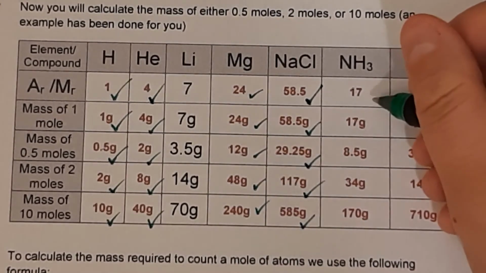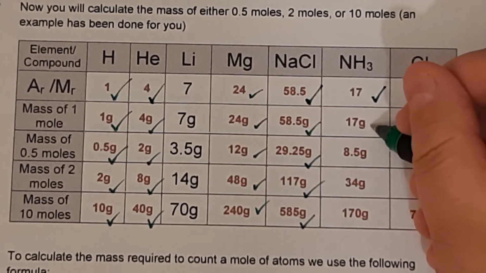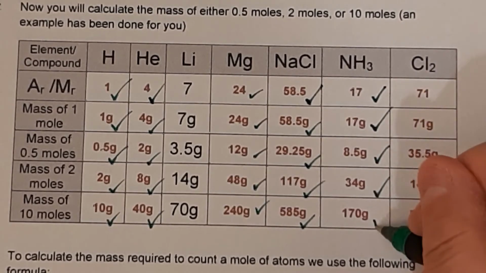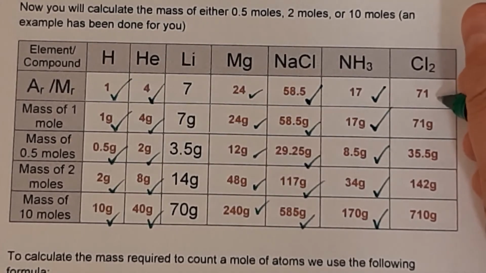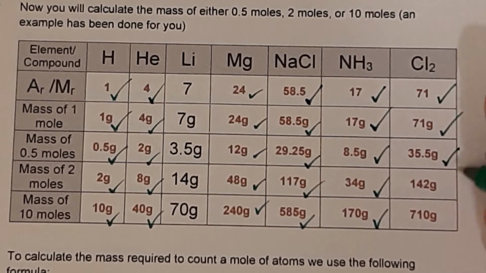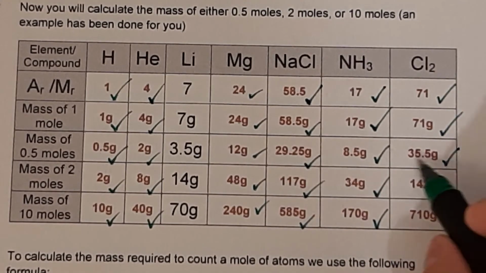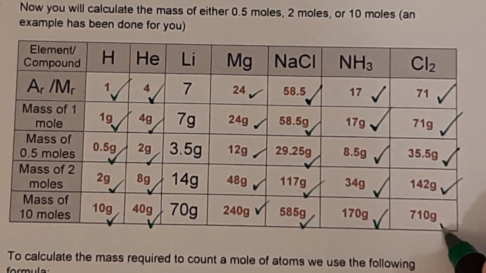NH3 is 17 for its relative molecular mass, meaning that it is respectively 17 grams, 8.5 grams, 34 grams, and 170 grams. Chlorine has a relative molecular mass, Cl2, of 71, giving us 71 grams, 35.5 grams. If you've rounded to 36, that's fine. Same with this one, if you've rounded to 9, that's fine. It's better if you do it to the nearest half a gram though. 142 grams and 710 grams.